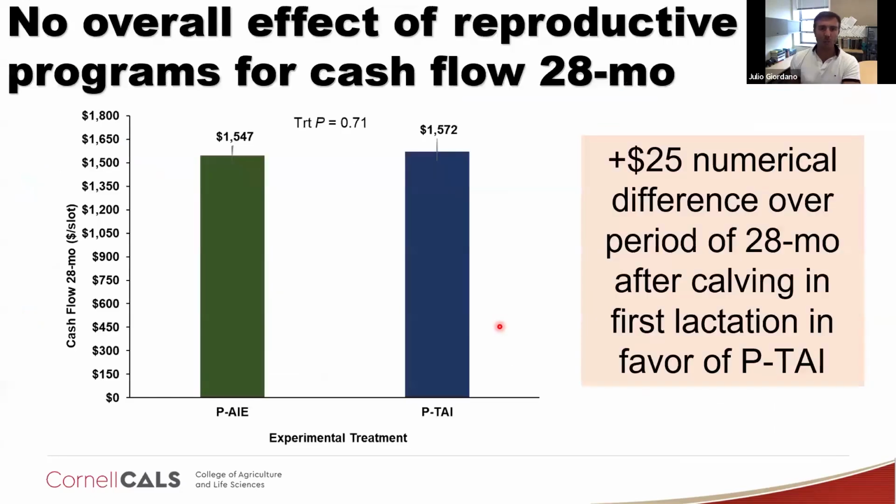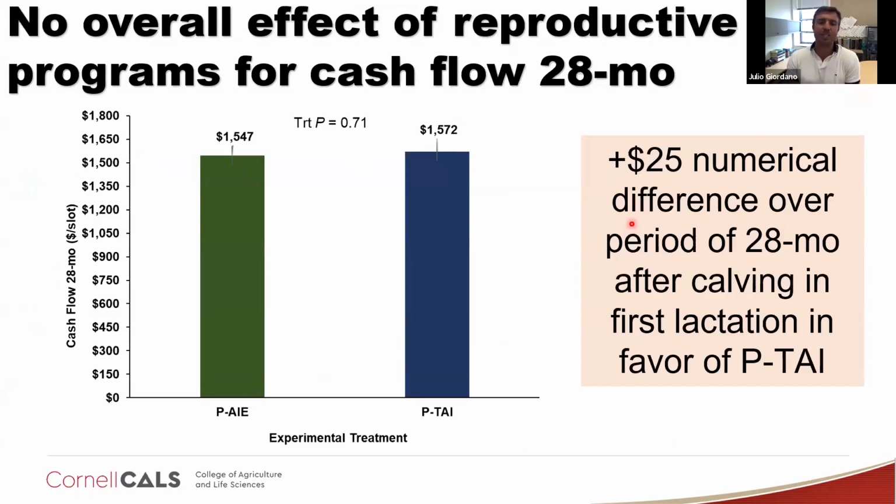Okay, again, that's not the point. And interestingly to us, but not surprising, I should say, we found no statistically significant difference between the treatments. So there is a $25 numerical difference over the entire 28-month period. That's about 3 cents per cow per day.